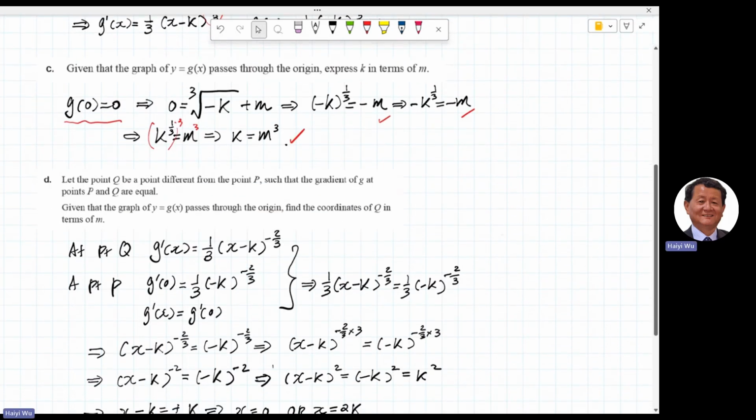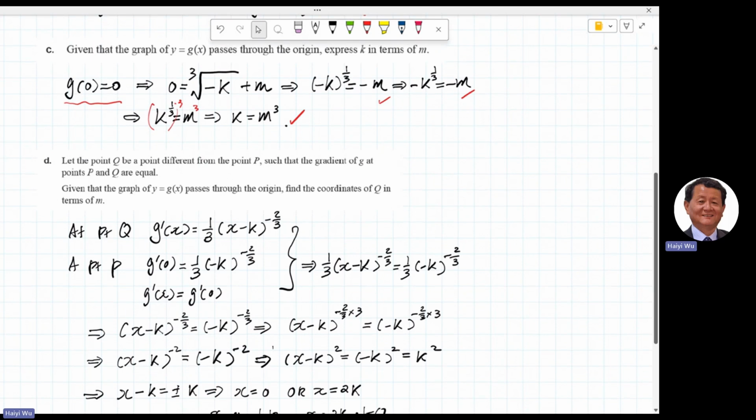Question C is done. The last question is a little bit difficult. So we discuss, we have two points with gradients. One is P. P we already know is at 0, at the y-intercept. Then the other point is Q. The gradients at both points are equal, which is very important. So P and Q have equal gradients. So at Q, I'm going to differentiate. We don't know the coordinates of point Q, so we need to find them.